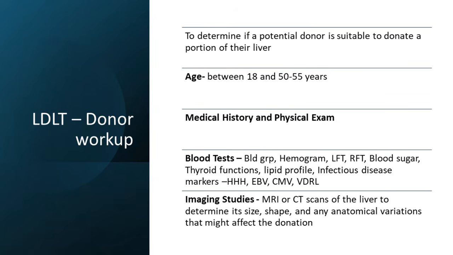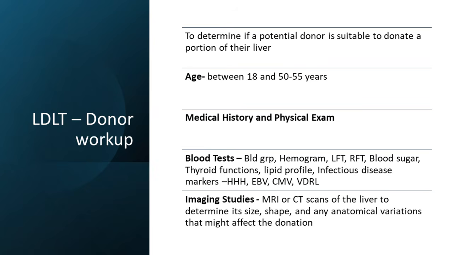So other things that you would do are blood group, hemogram, LFT, RFT, blood sugar, thyroid functions, lipid profile. You would do a triple H, you will do EBV, CMV, VDRL. Whether you want to do PCR, or IgM, IgG, varies from center to center. Then you do an ultrasound, look at the fatty liver.